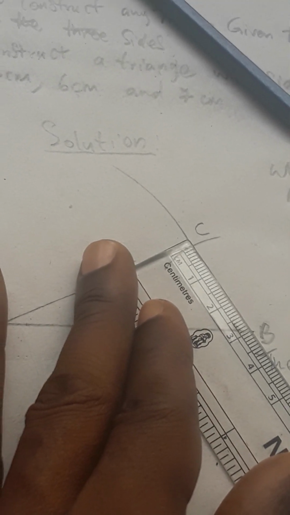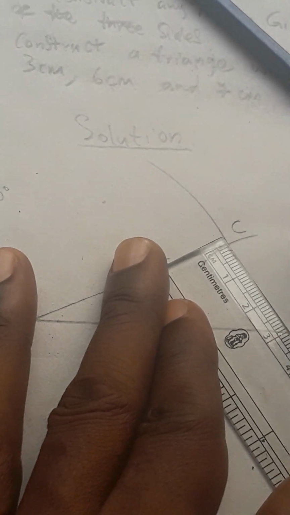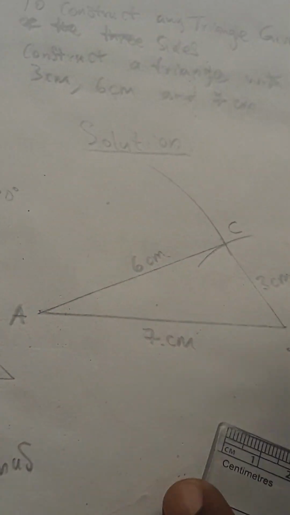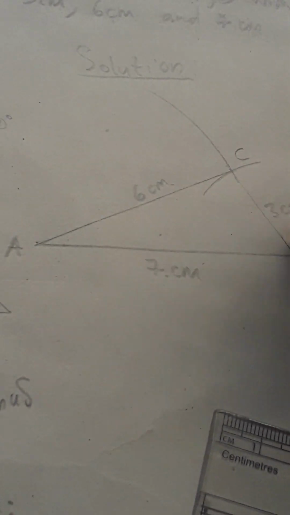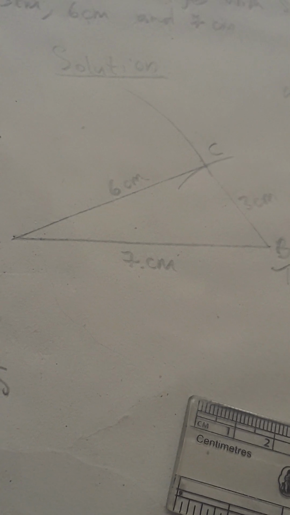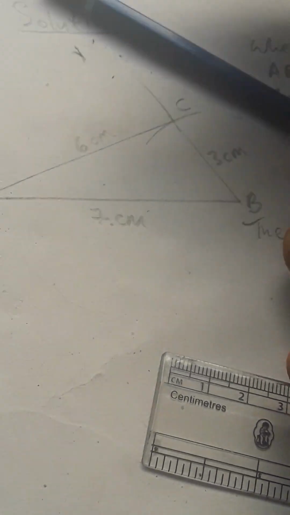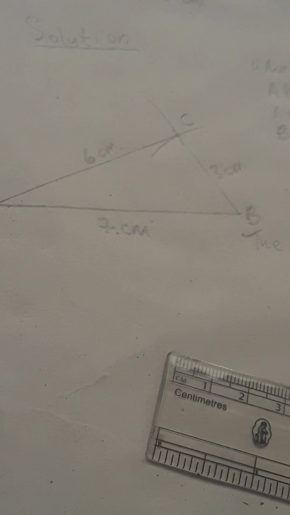You can see this is exactly 3 cm from the point of intersection to where the B is. I hope you're seeing it, students. So you record here 3 cm. So this is the required triangle. You have AB, which is 7 cm, AC, which is 6 cm, and BC, which is 3 cm. Whenever you're drawing this, reduce the arc, use a thin line for construction. So this is the required triangle.